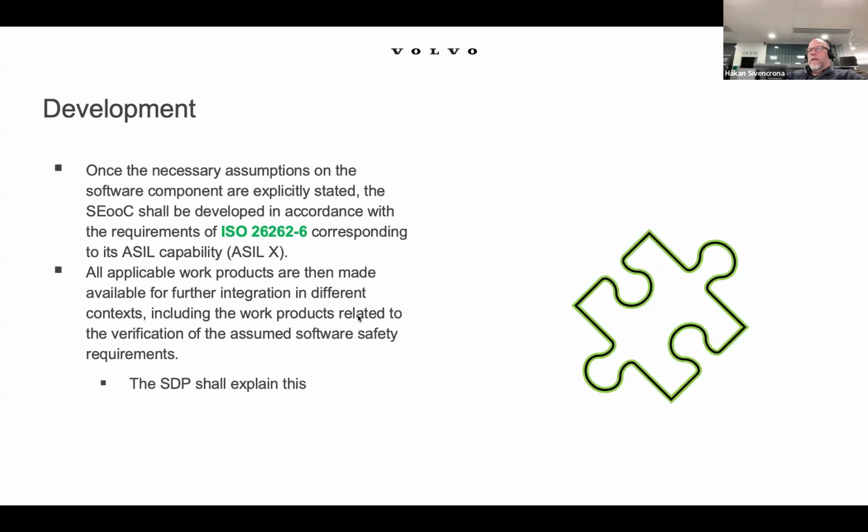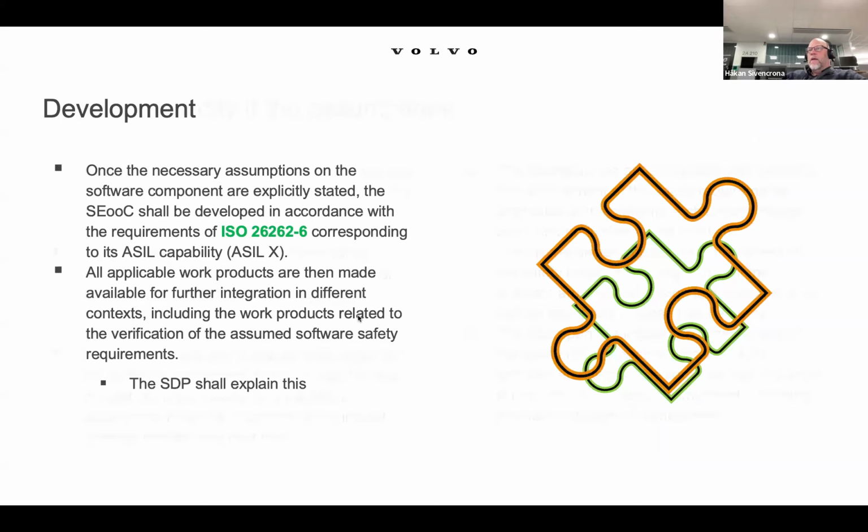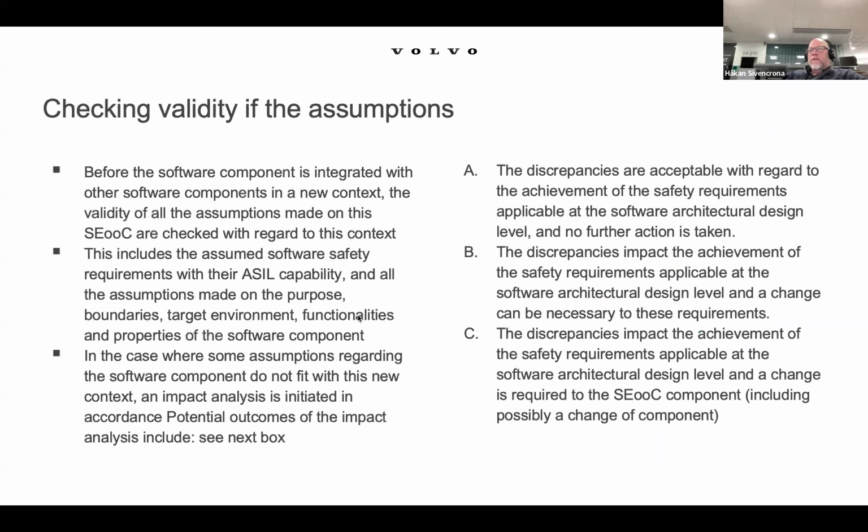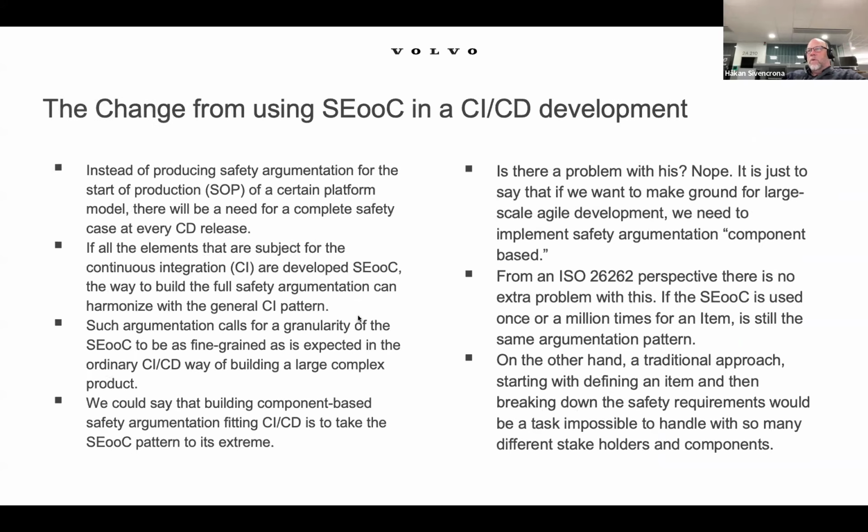So this said, we need to have these assumptions explicitly stated. That is important. Which ASIL, I mean, which integrity we can actually do it with. I will take an example. You can read it in the slides.